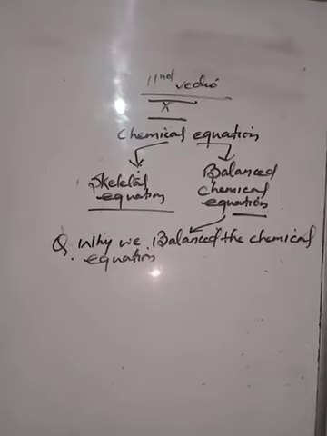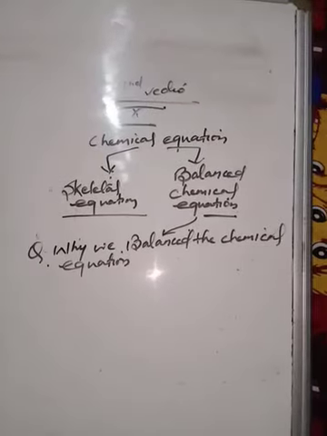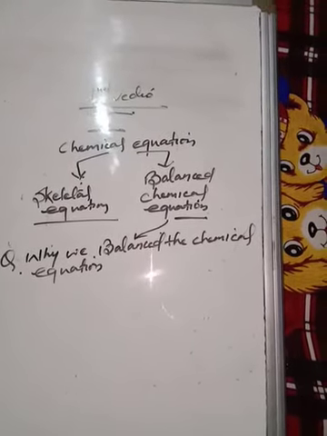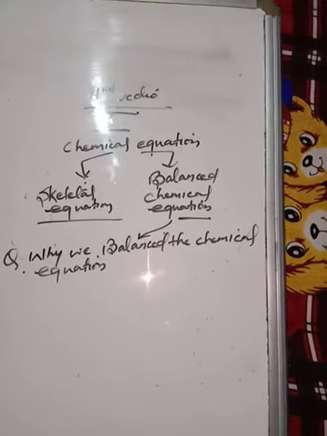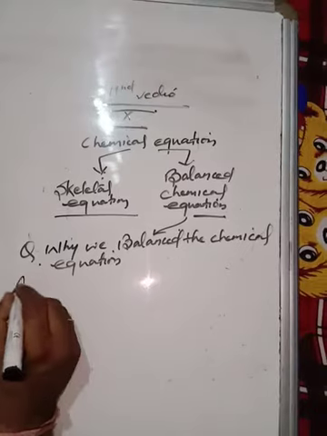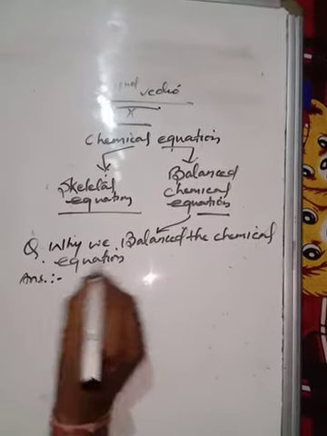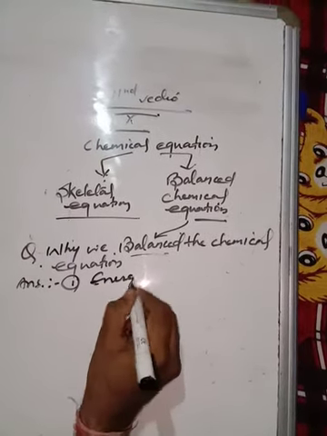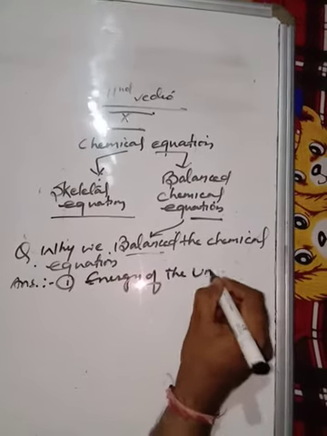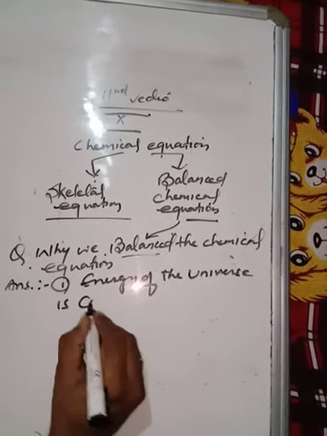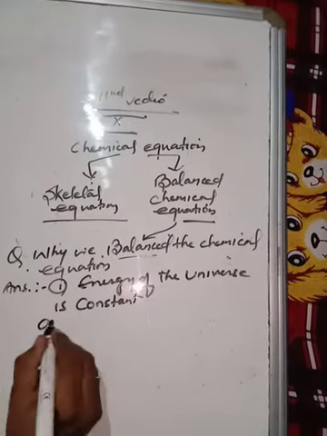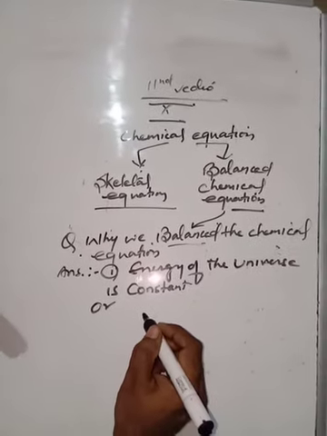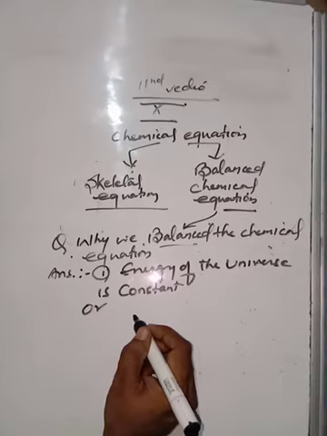Now with increasing information, we have more to work with. From a balanced chemical equation, we can deduce the different conditions of the reaction. The motto of the balanced chemical equation is that the energy of the universe is constant, or we can say energy can neither be created nor destroyed, but it can be transformed from one form to the other.